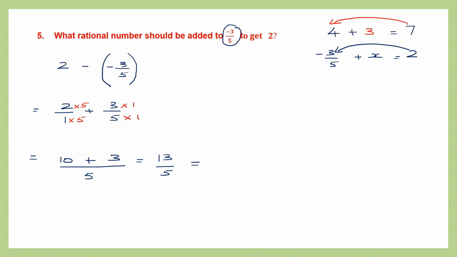Let's convert it to a mixed number. So 13 divided by 5. 5 2s are 10, minus 3. So how do I make this a mixed number? Put the quotient here, the remainder on top, and the divisor down. So 2, 3 by 5. So what's my final answer? 2, 3 by 5. And what have we been asked to find? What rational number should be added, isn't it? So 2, 3 by 5 should be added to minus 3 by 5 if we have to get the answer 2.